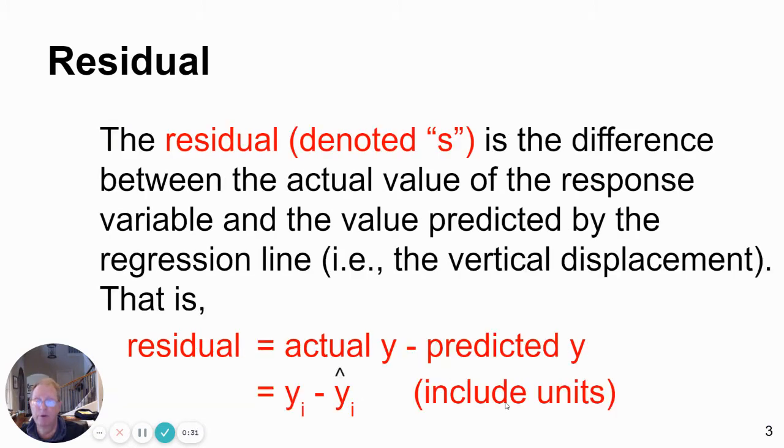The residual, denoted with the lowercase s, is the difference between the actual value of the response variable and the value predicted by the regression line. So it is the vertical distance or vertical displacement. And here's our formula for residuals. You take the actual or observed value of y, and you subtract the predicted value of y hat.